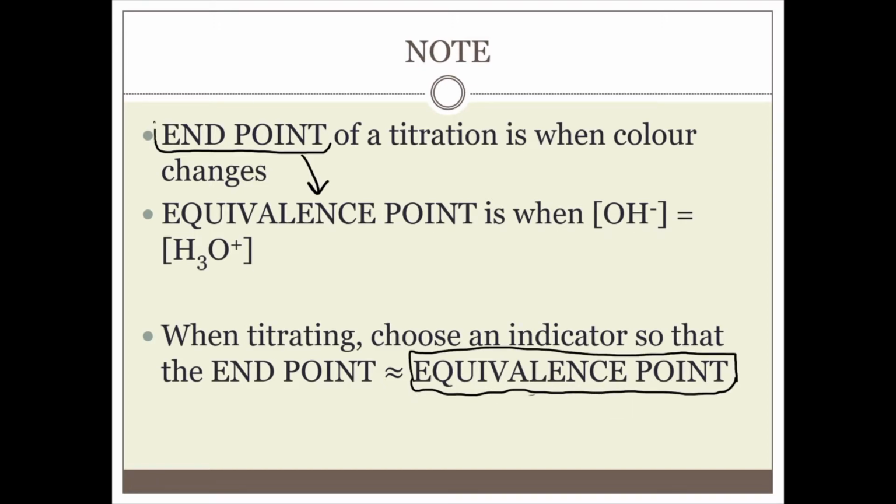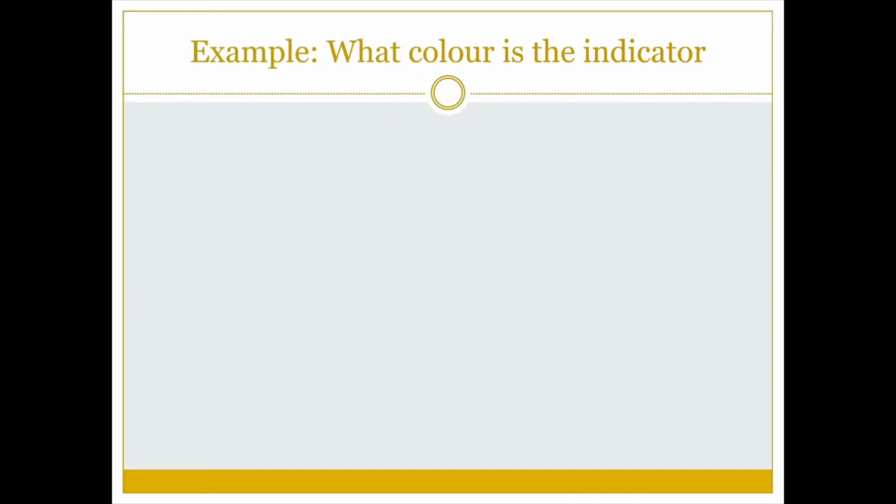Now, during the actual process of titration, we stop titrating when the color changes. Depending on how we choose the indicator, that color change might occur somewhere that's not at the equivalence point. So we always want to choose an indicator so that the endpoint is the same or approximately the same as the equivalence point. All right.